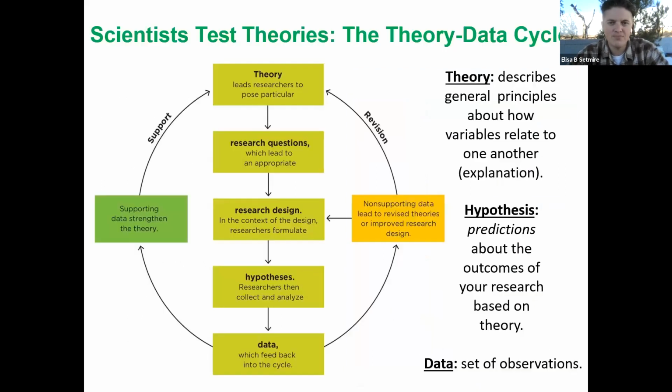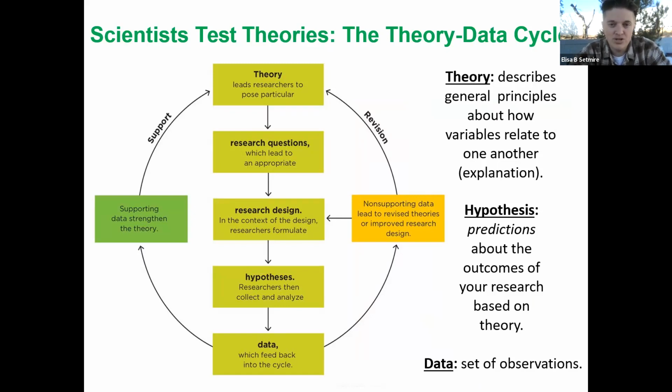Now, when scientists are conducting research, they use something called the theory data cycle. You've probably seen this before. It very much connects to the scientific method and this very circular approach to testing hypotheses and generating theories and kind of going through this whole data cycle. A theory is something that's going to describe general principles about how variables relate to one another. In other words, it's an explanation trying to describe how things are connected. And theories can lead us to all sorts of kinds of research questions, which can then lead to a hypothesis.